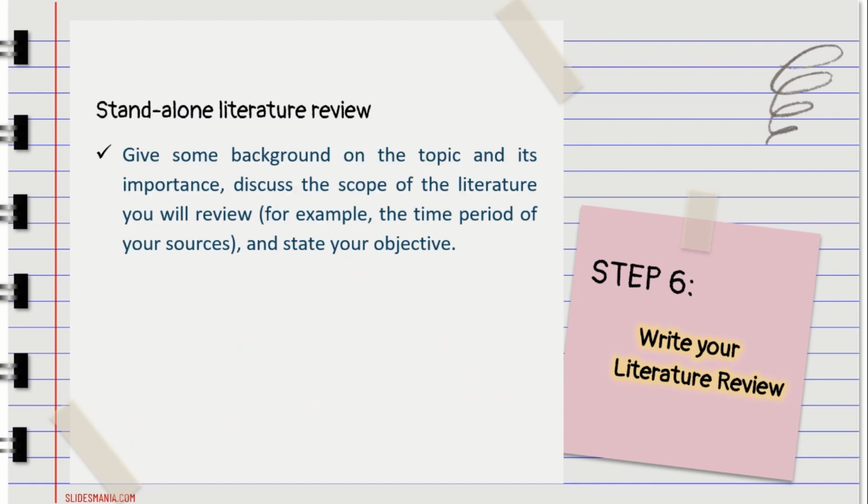And if you are writing a standalone literature review, you should give some background on the topic and its importance. Discuss the scope of the literature you will review. For example, the time period of your sources, and of course, state your objective.